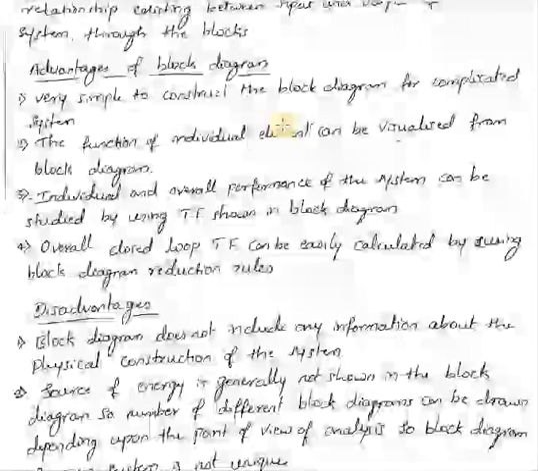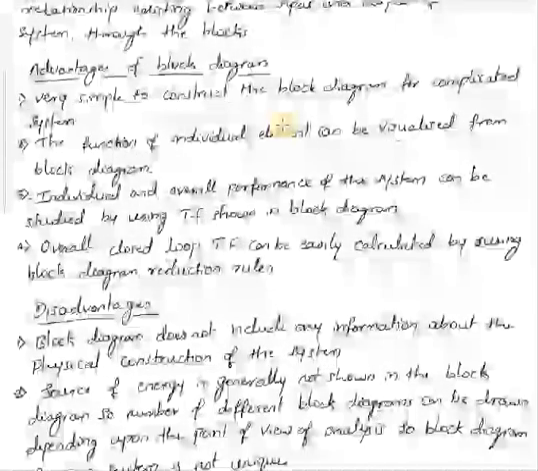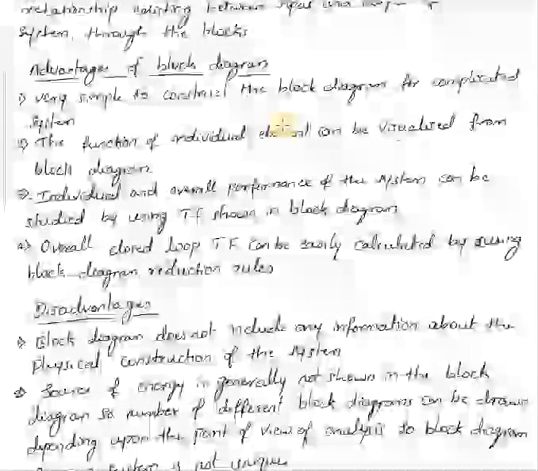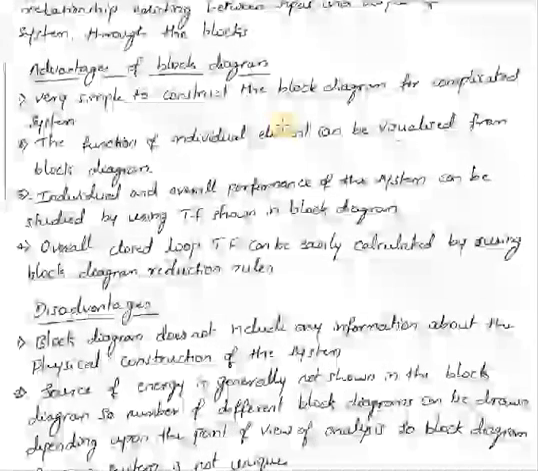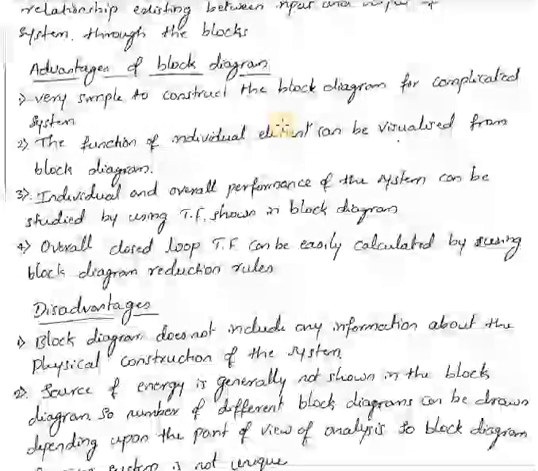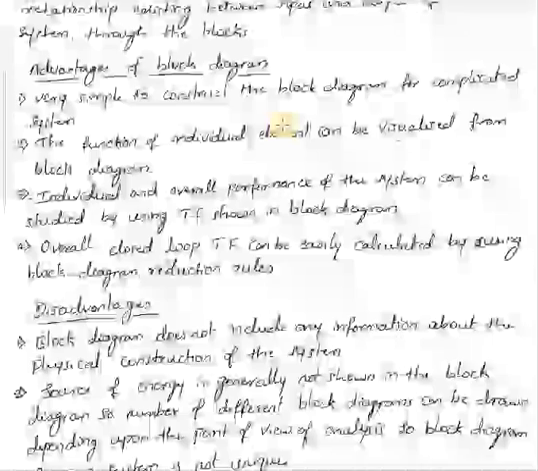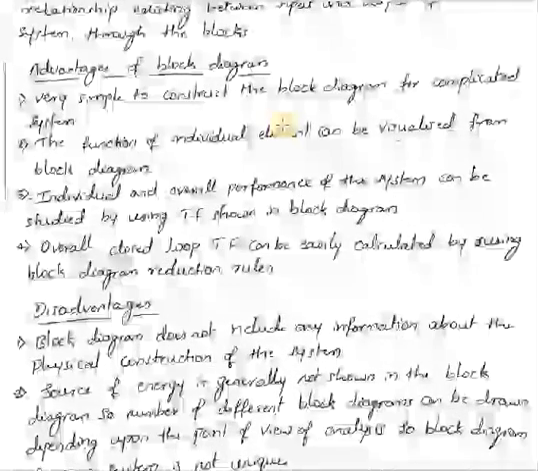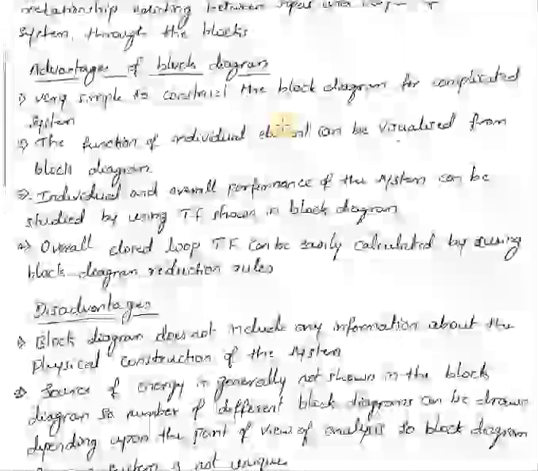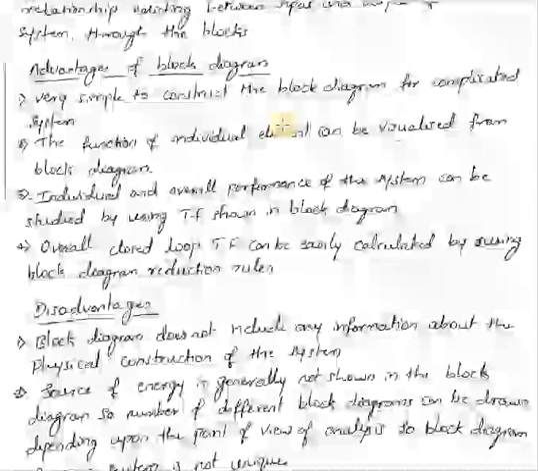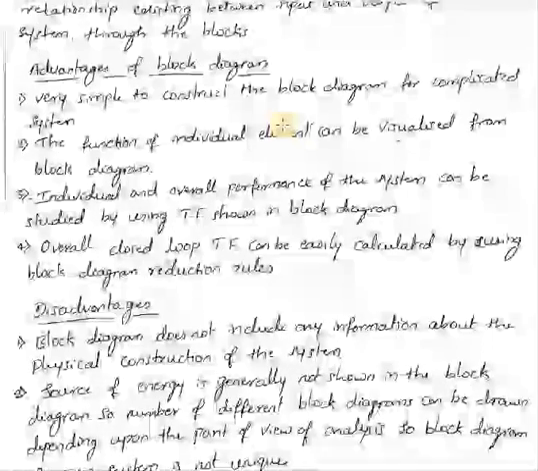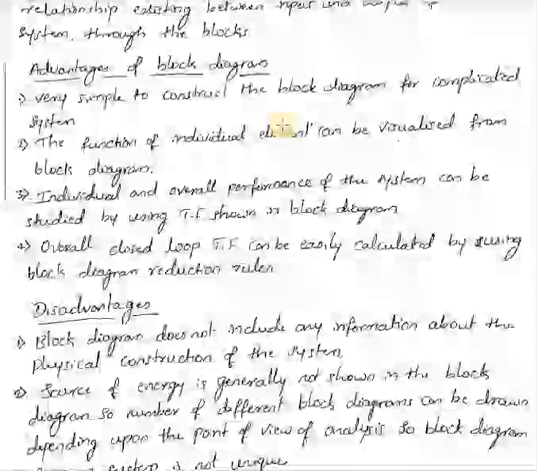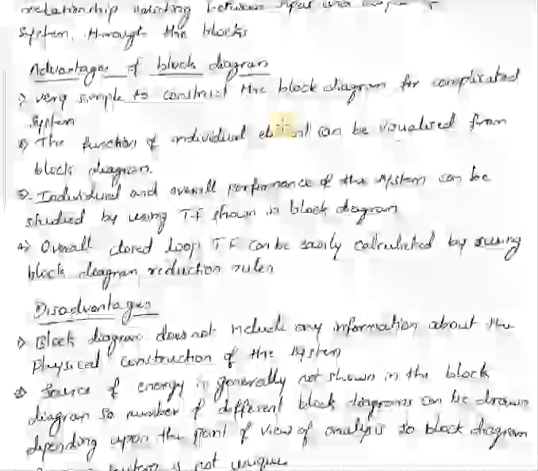Individual and overall performance of the system can be studied by using the transfer function. Ultimately, we are going to have only one transfer function, so by studying that transfer function we can understand the overall performance of the system. The fourth one is that the overall closed loop transfer function can be easily calculated by using block diagram reduction rules. Even though you are representing each and every element with individual blocks, at the end you can reduce all the blocks into a single block, that is, one input and one output block. In that block we are going to write the transfer function.